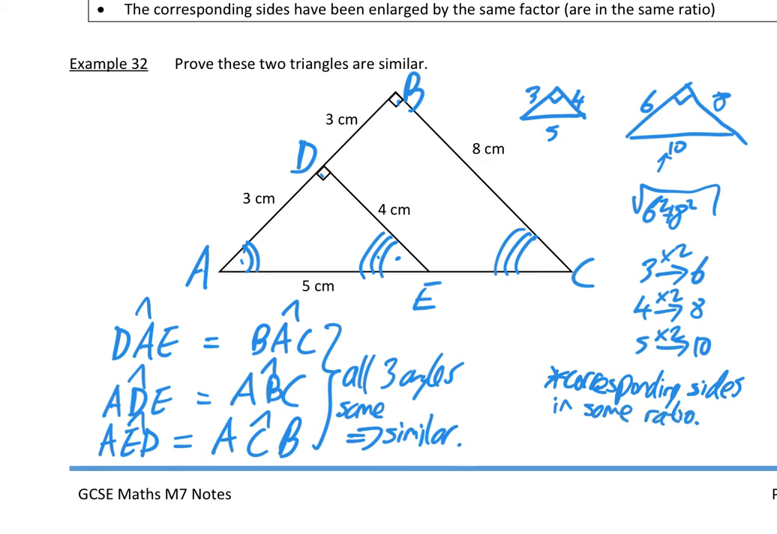So there's two ways of proving that the triangles are similar. The last thing then, obviously, implies that they are similar triangles. Okay, that's that example done. So two ways of showing that triangles are similar: showing all three angles are the same, or else the corresponding sides are in the same ratio.